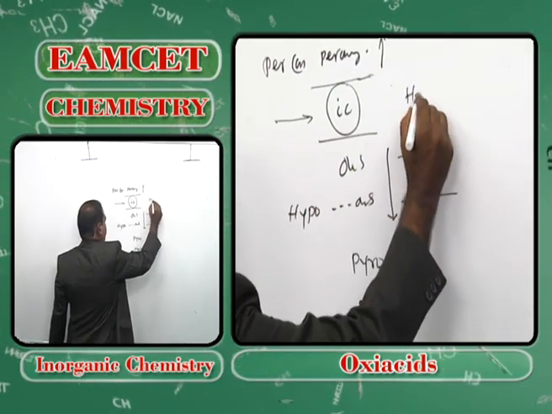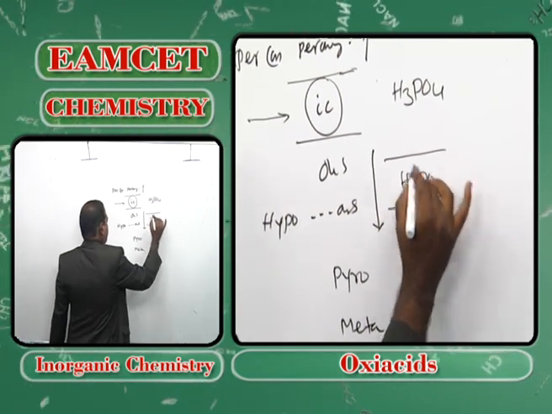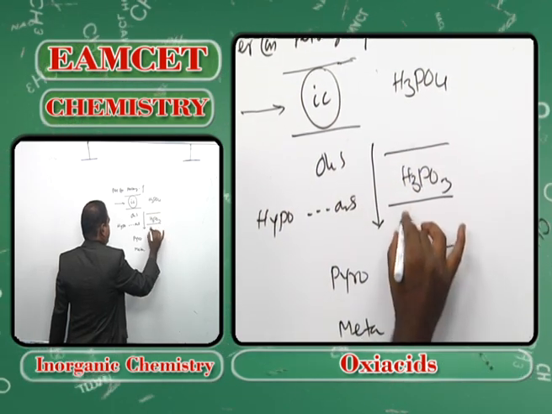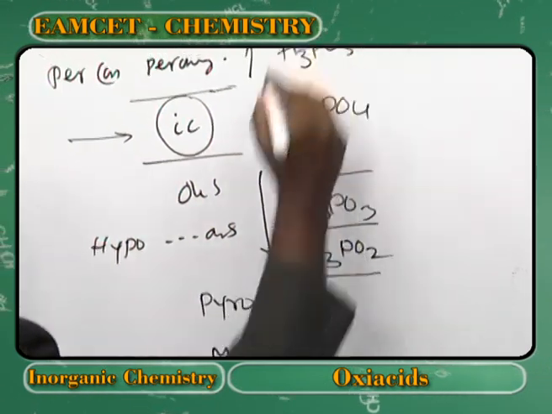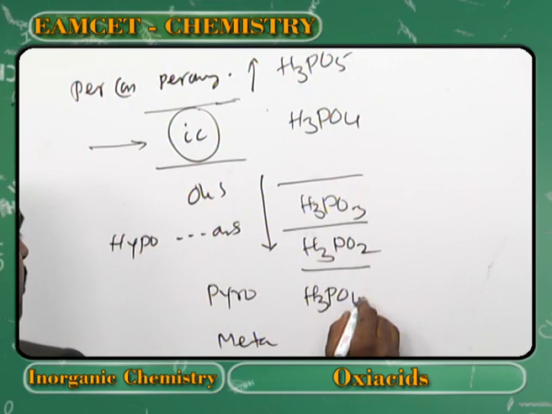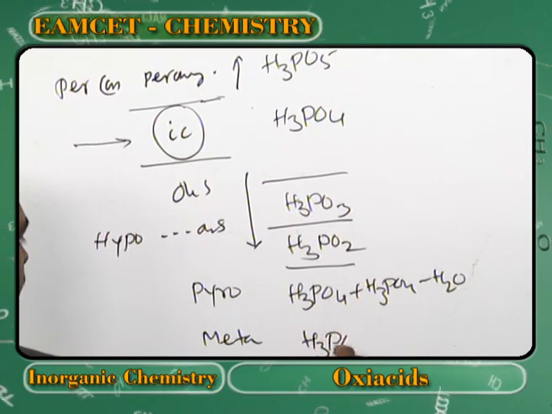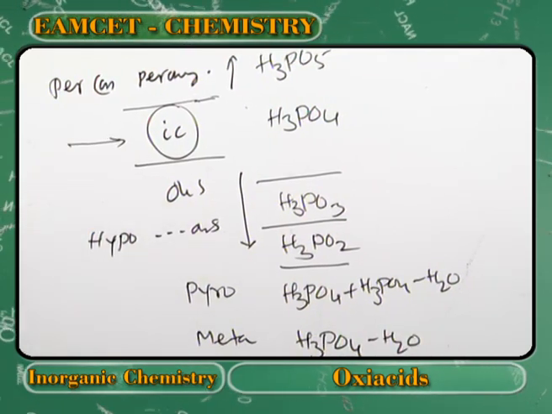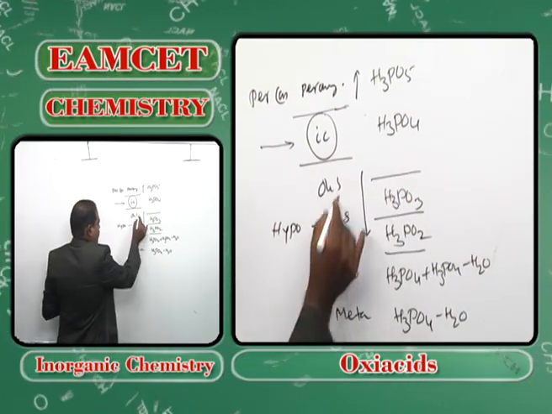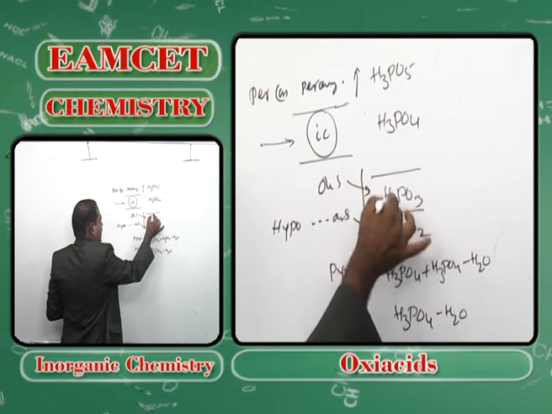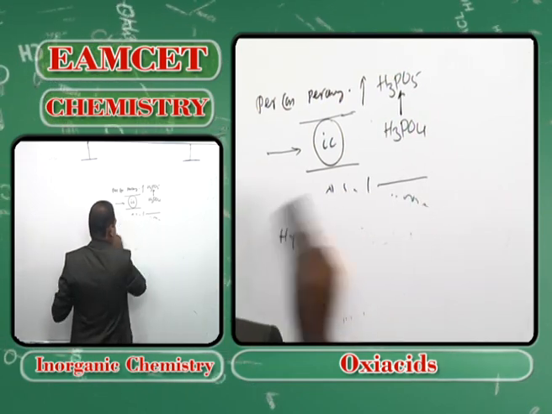So, let me take H3PO4. H3PO4, H3PO3 with 1 oxygen less, H3PO2 with 1 more oxygen less, H3PO5 with 1 oxygen more. Pyro: acid plus acid minus H2O, H3PO4 plus H3PO4 minus H2O. Meta: 1 acid minus H2O. So phosphoric; ous means 1 oxygen less, hypo-ous means 1 more oxygen less, per means this, meta, pyro. So, that is all about the names of oxyacids.